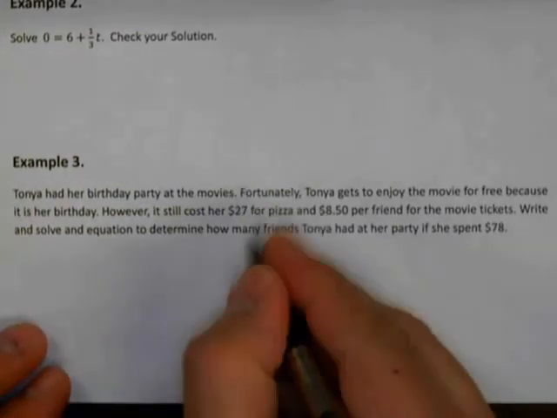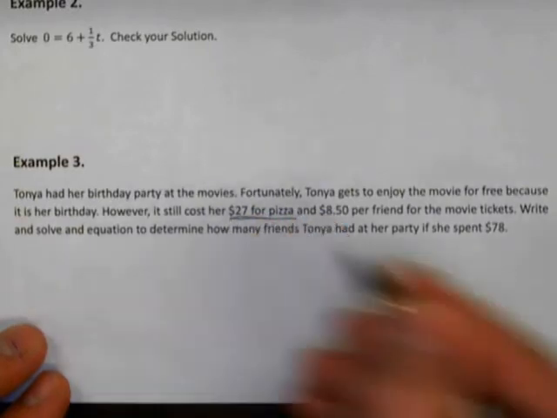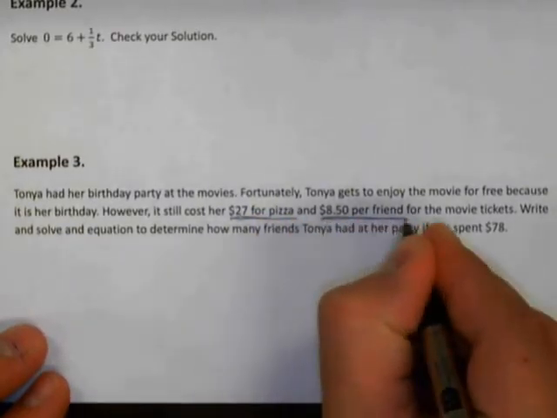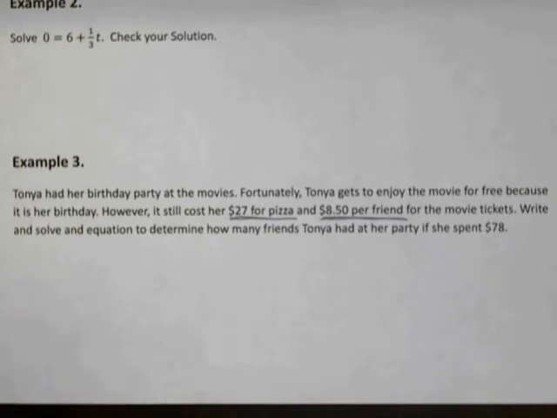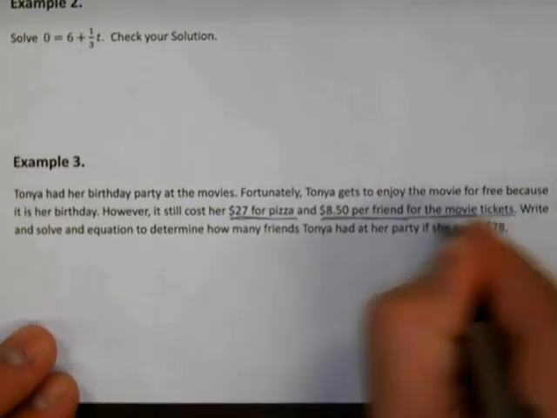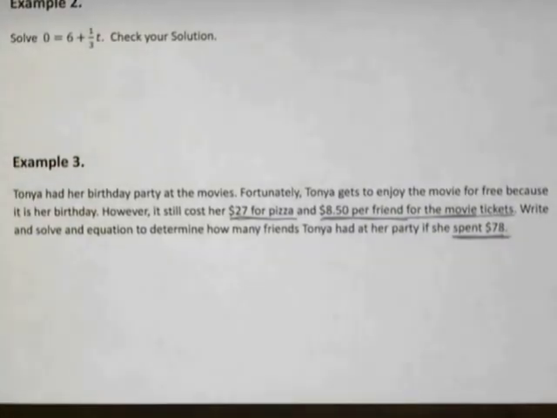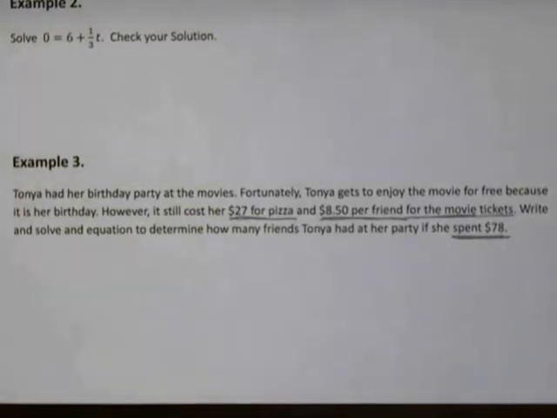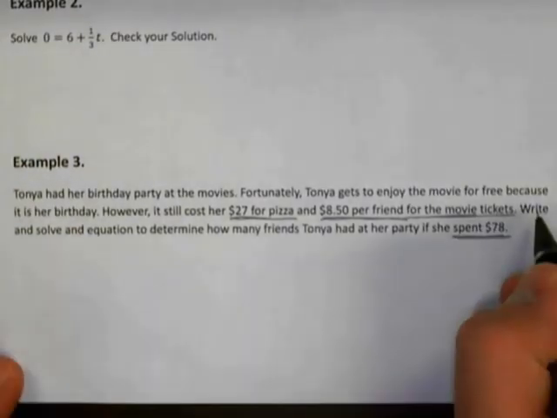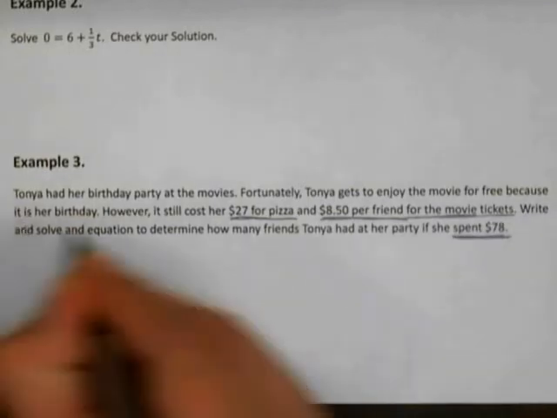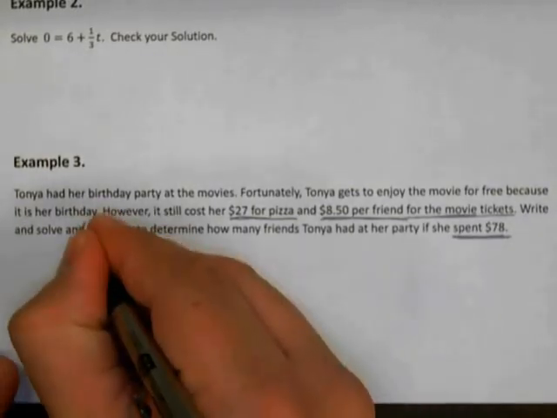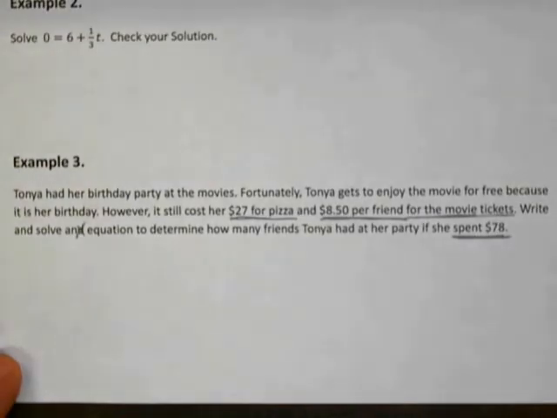We know that it was $27 for the pizza, and we know that it costs $8.50 per friend for the movie tickets. Make sure that we know that's the movie tickets. And we also know that she spent $78. Those are our three pieces of key data that we really need to understand and use when we solve this problem. Okay, so let's go back here, and now we need to write an equation, and that's what the question tells us to do. It says write and solve an equation.